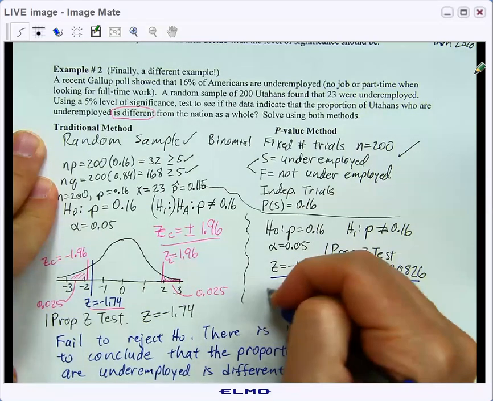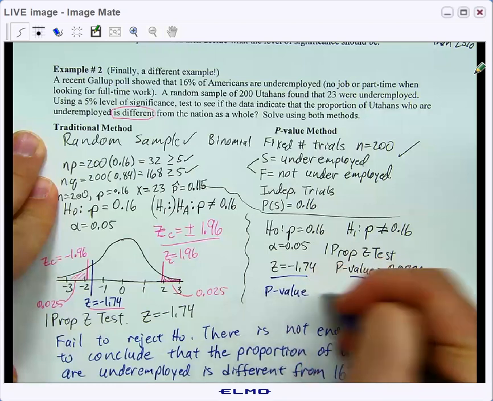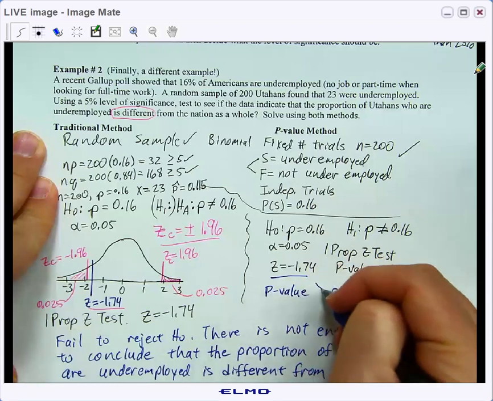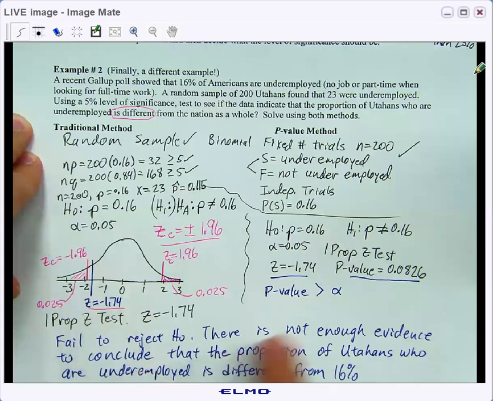And if we compare our p-value of around 8% to our alpha of 0.05, it's greater than. And if p-value is greater than alpha, the p is not low, so we can't reject H naught, so we fail to reject H naught. There is not enough evidence to conclude that the proportion of Utahns who are underemployed is different from 16%. So once again, you'll see how we got the same conclusion in two slightly different ways.